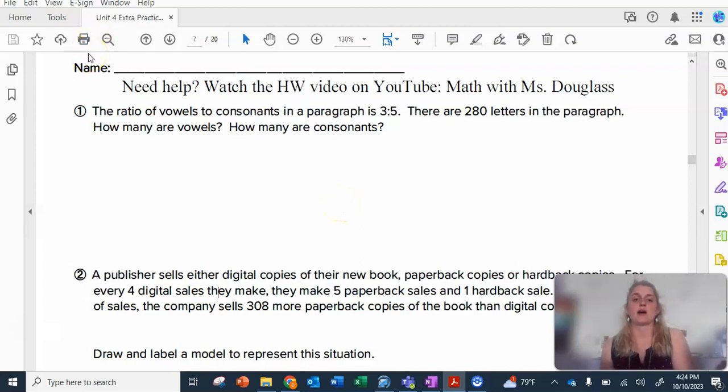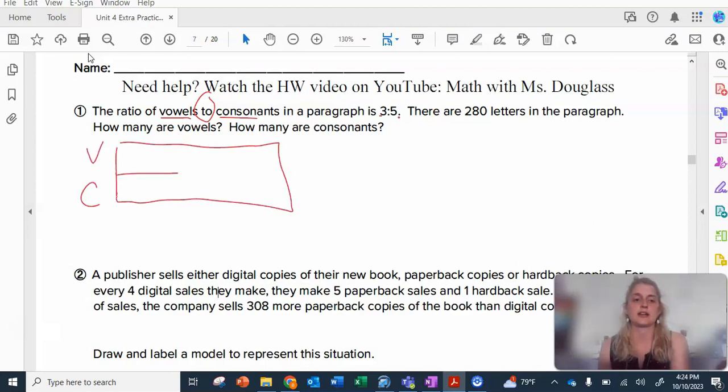The ratio of vowels to consonants. Vowels are the letters in the alphabet A, E, I, O, U, sometimes Y, and consonants are all the other letters, is 3 to 5. So I'm going to do vowels to consonants.